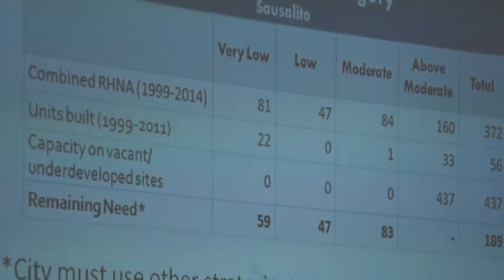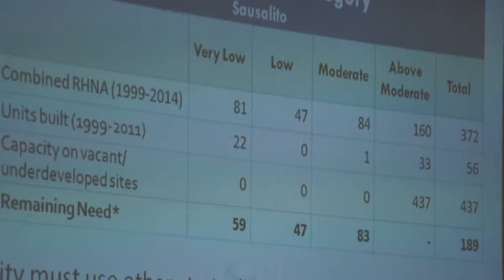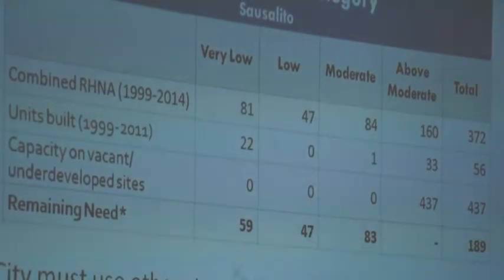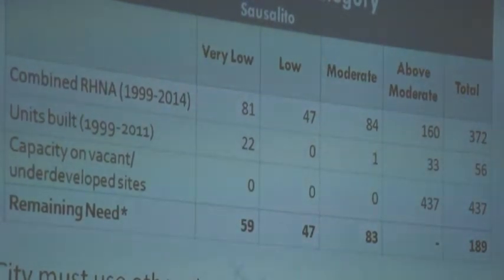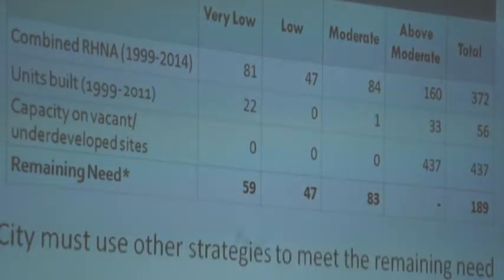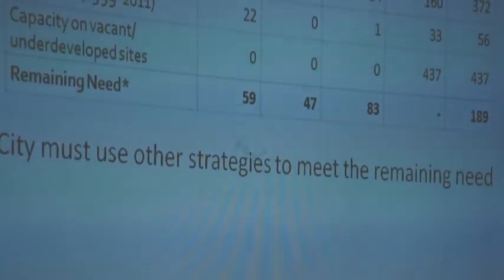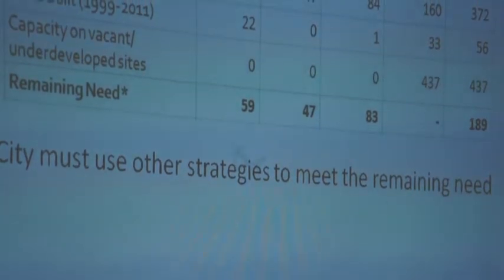If you go through and do the math, you'll see that you've got a remaining total need for this 14 to 15-year period of 189 units. That's your total need, and it's broken down into those income categories: very low 59, low 47, moderate 83, and you've already taken care of the above moderate classification. So that's where you stand. Those are really the numbers you need to be focusing on as we talk about new strategies for closing the gap.